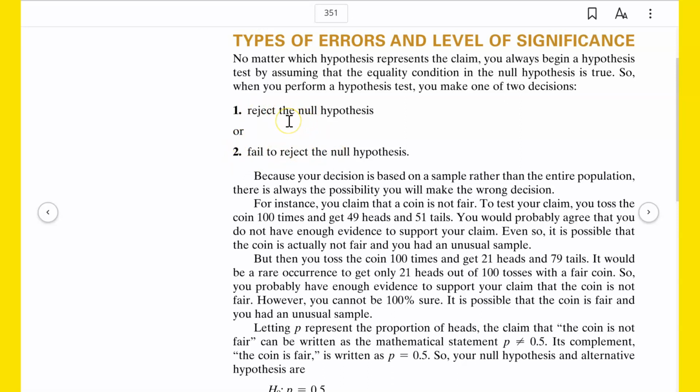Students want to say, wrongly, you either reject it or you accept it. That's not right. It's not reject or accept. It's reject or fail to reject. To fail to reject is not the same thing as accept.